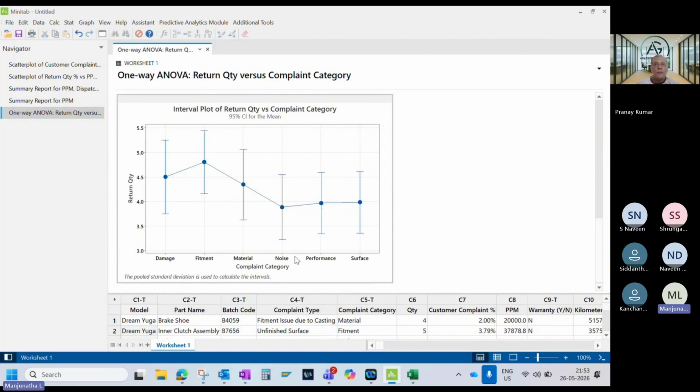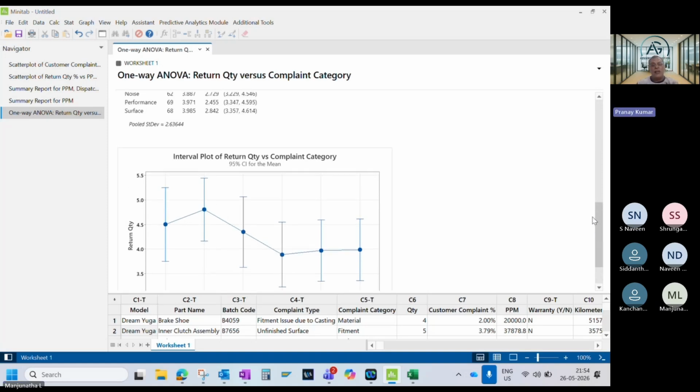Can we do analysis in one ANOVA using that? Yeah, we can correlate that, complaint category wise, which defect type is correlating much more to the quantity. That perspective we can use for this ANOVA. Correct. Let's use this example also tomorrow.